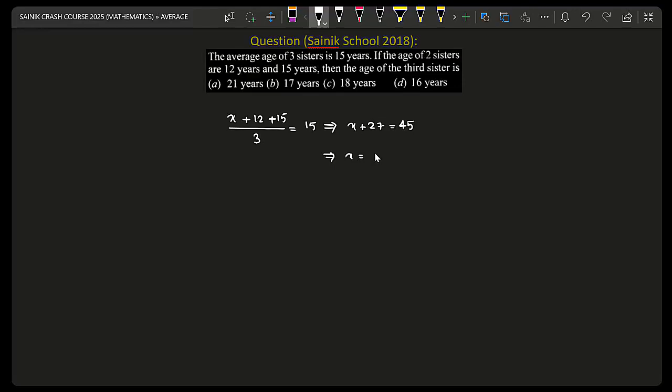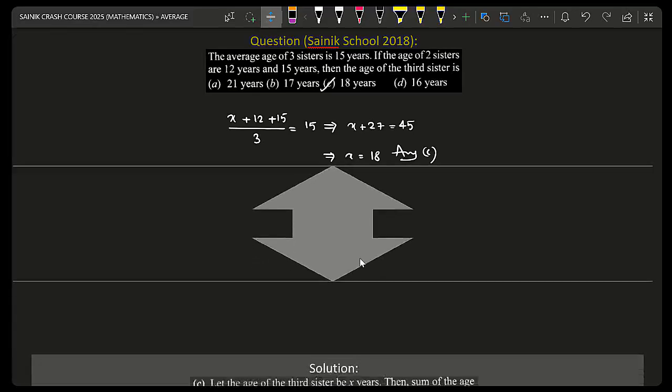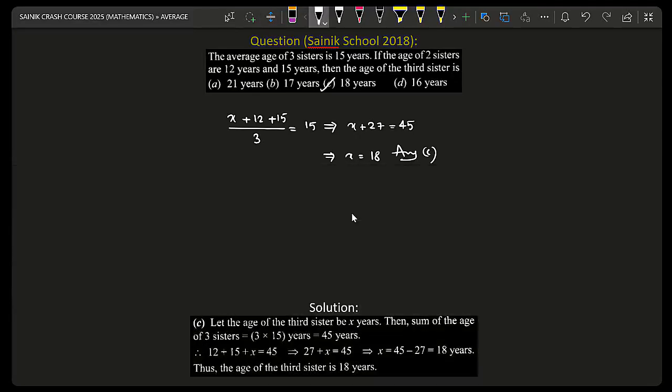Sir, I'm doing. So 15. No, 18. Sir, 18. 27 plus 18, is it 45? Yes. So what is the answer, Sanvi? Except the last subtraction, you did everything right. Take care of simplifications. So 18 years, option C.